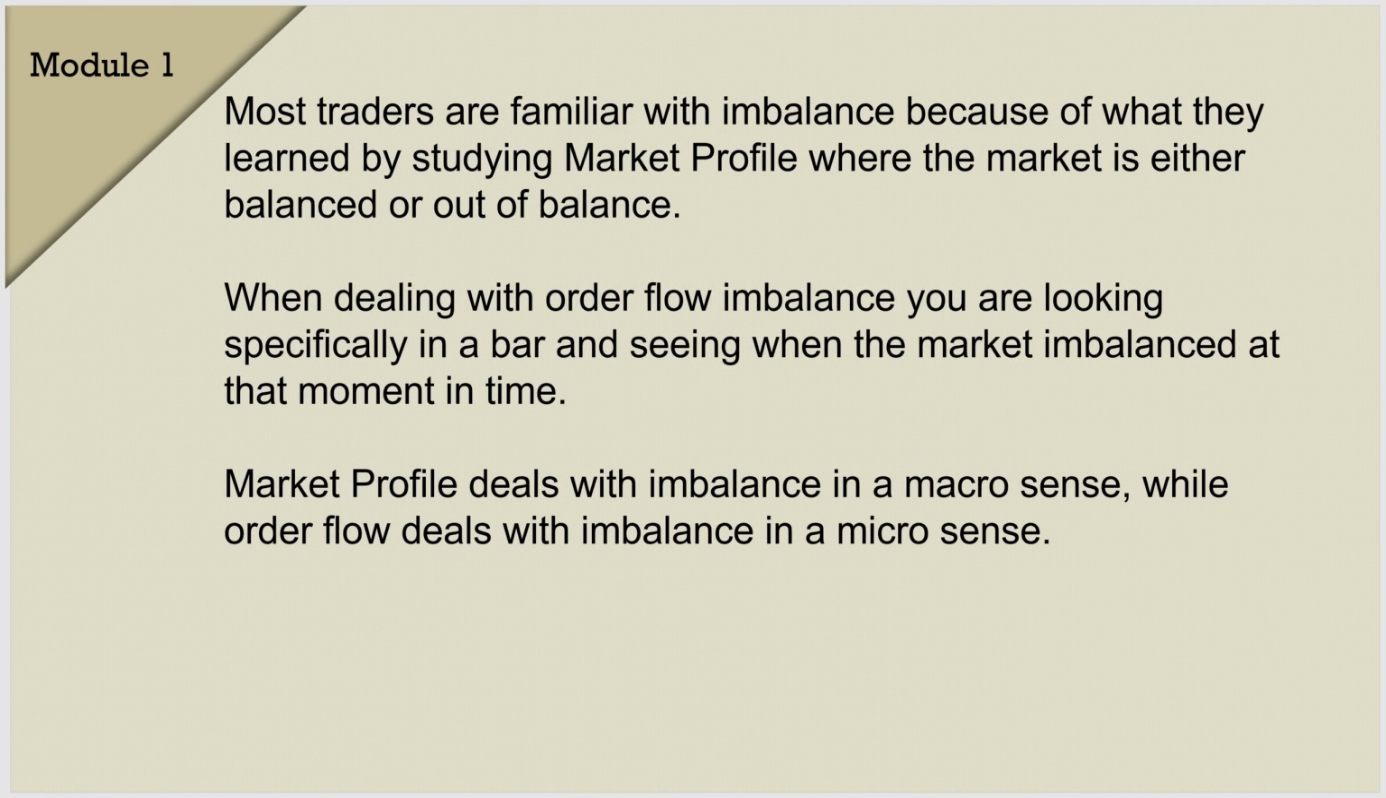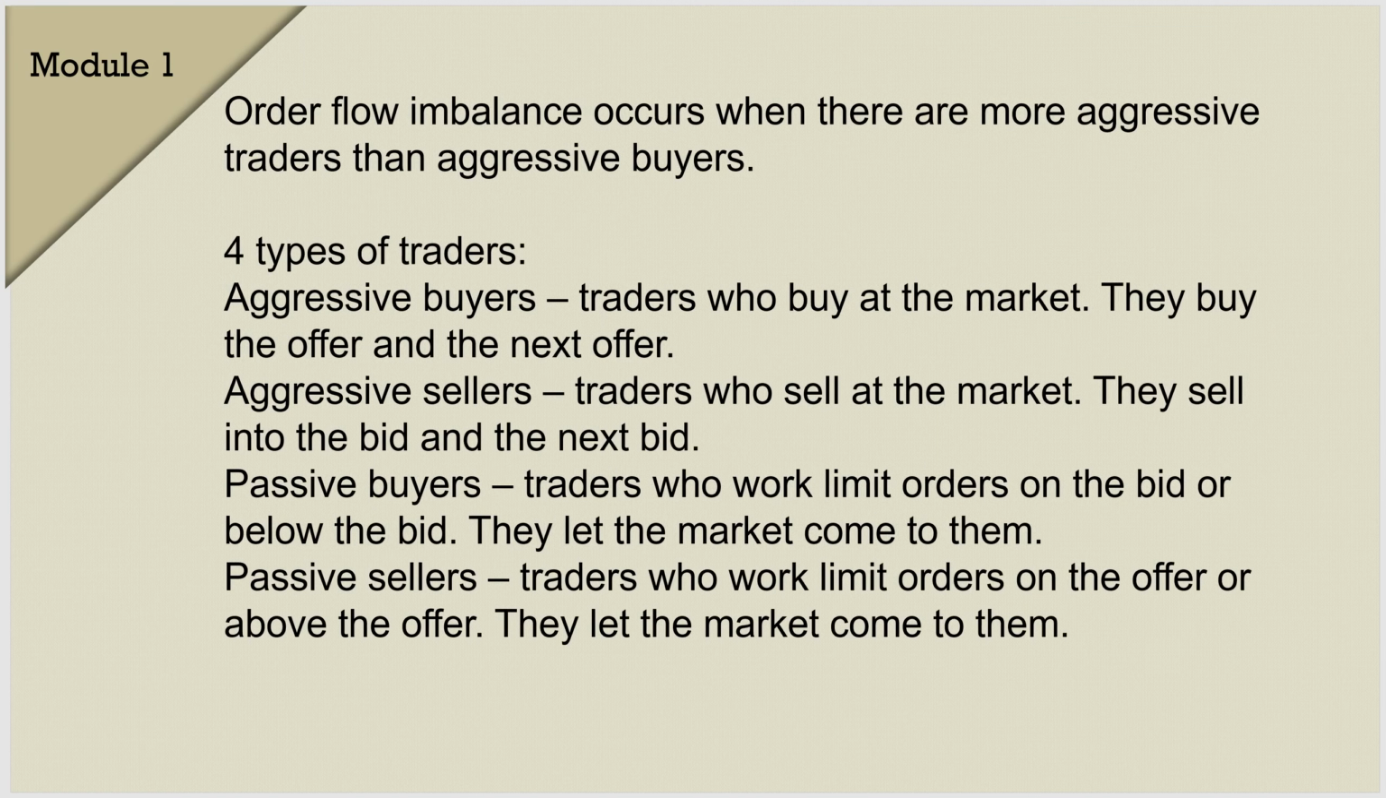Market profile is based on 30-minute intervals, whereas order flow deals with bar by bar. With market profile, you're taking more of a general approach, whereas order flow deals with a more micro approach. So what order flow imbalances are, how they're caused, is when there are more aggressive traders than passive traders.